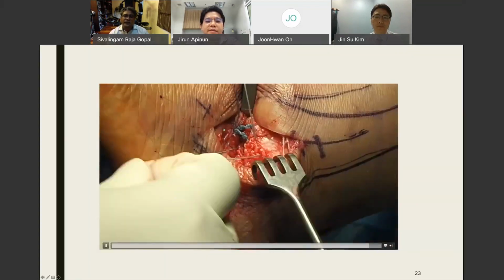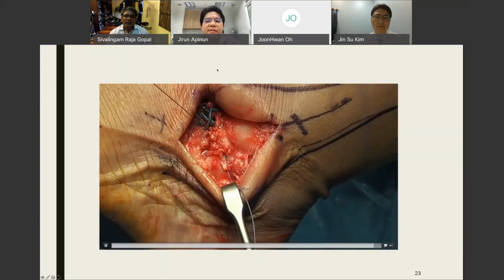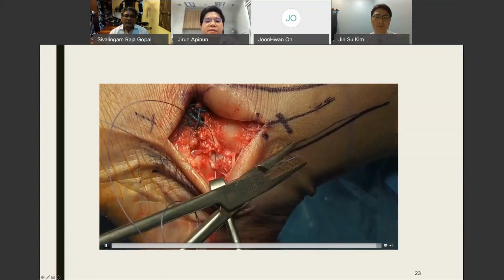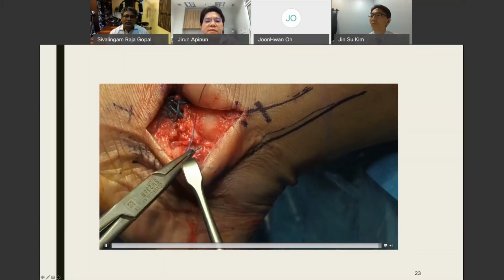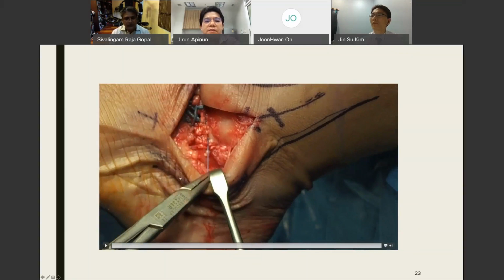All this is just using one anchor suture, and then finally I close the synovial sheet over the peroneus after looking for any tears or any other injuries associated.